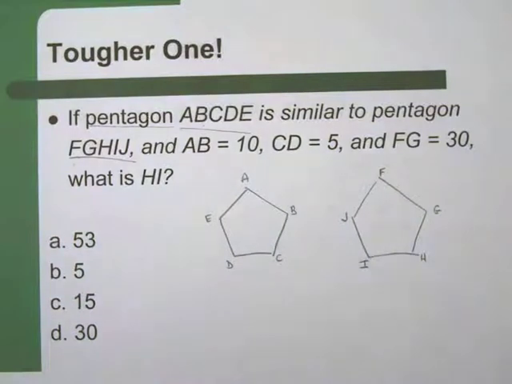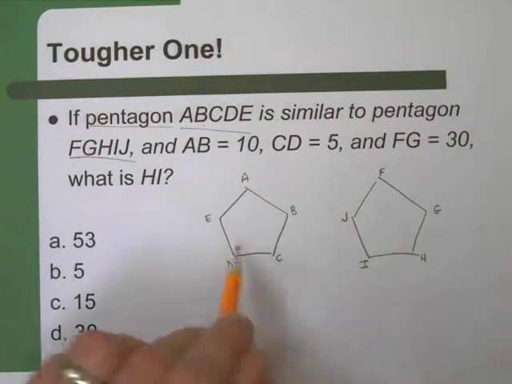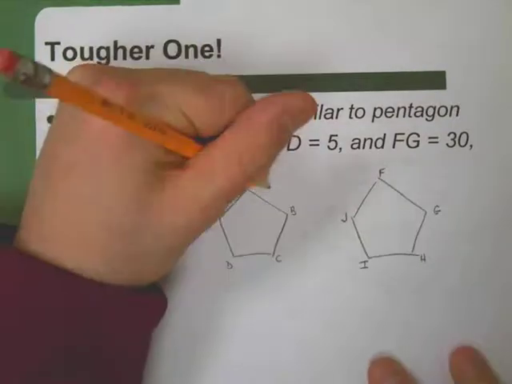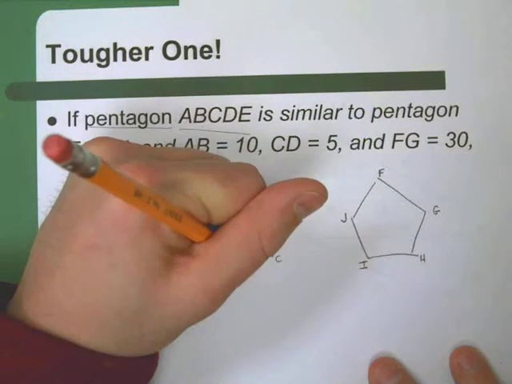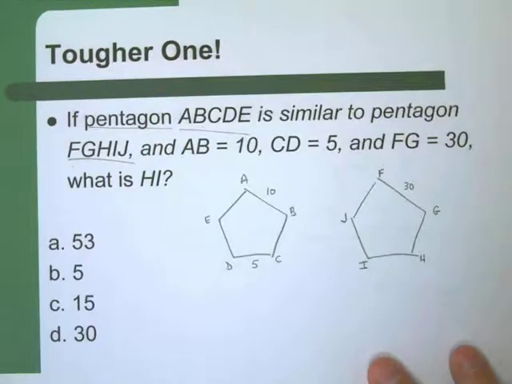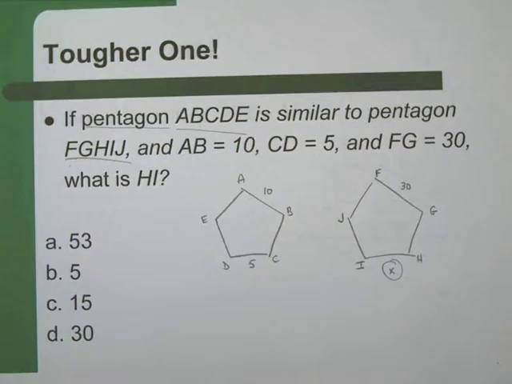Here are my 2 pentagons, and I know that they're similar. That means their angles are the same inside. That means their sides are proportional. AB is 10. CD is 5. FG is 30. What is HI? That's what we're looking for, that X down at the bottom.